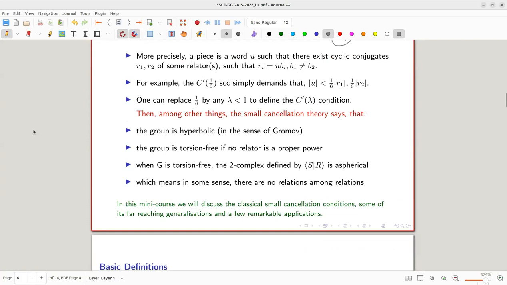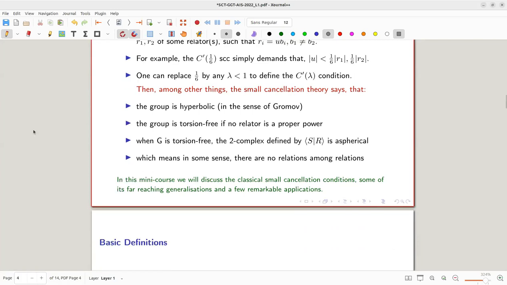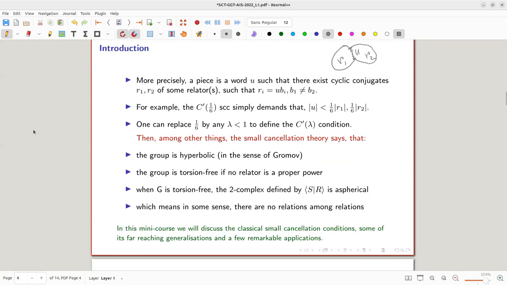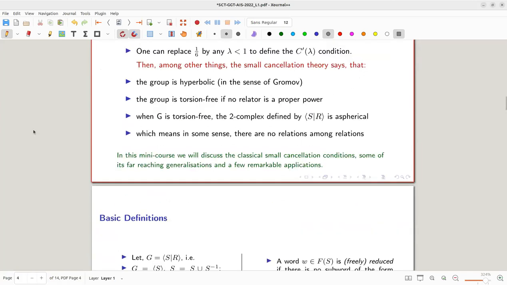This fact and other results have many other consequences, like a few of these mentioned here. So this is just a brief introduction to what we are essentially up to in this mini course. We will discuss mostly the classical definitions in small cancellation theory and some of the generalizations, with a few very remarkable applications.